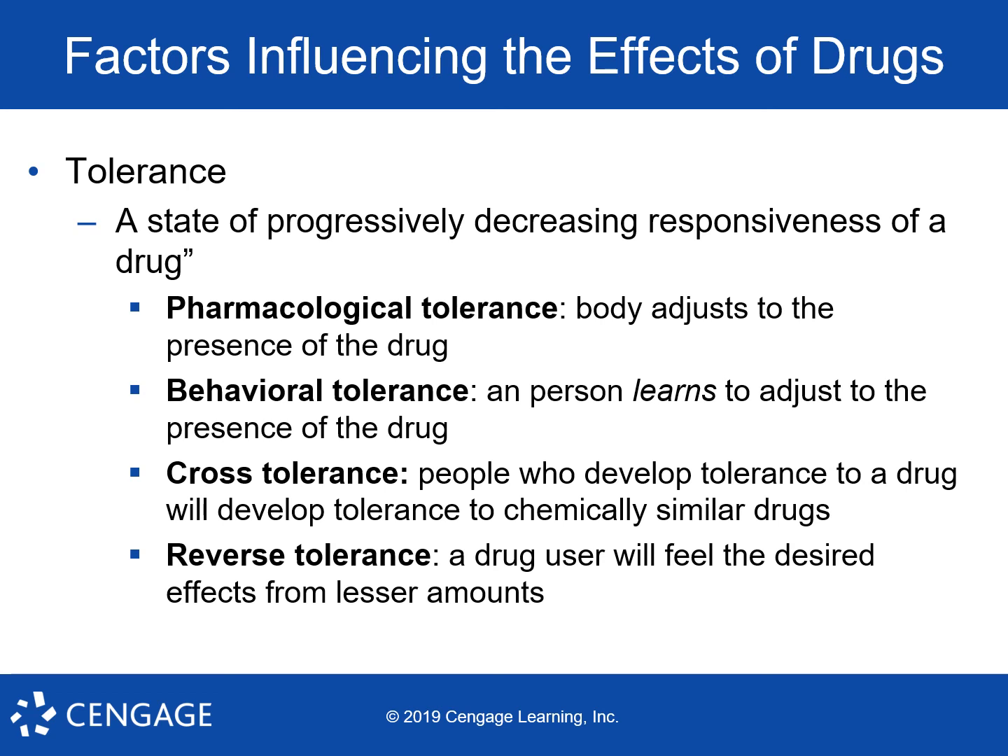Cross tolerance refers to people who develop a tolerance to a drug will develop a tolerance to chemically similar drugs. Take, for example, again, the opiate addict who's been taking heroin for the longest period of time and now is hospitalized for some major injury or illness that requires profound pain management and becomes very refractory to pharmacologically mediated pain medications like morphine, Dilaudid, things of that sort. And then reverse tolerance refers to a drug user who will feel the desired effects from lesser amounts. I don't really have a good example of how that occurs. I've never really experienced that in my clinical experience.